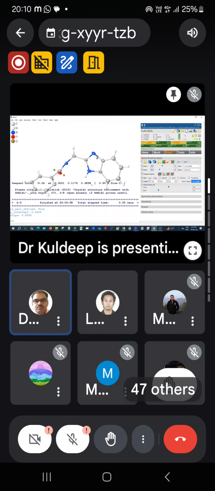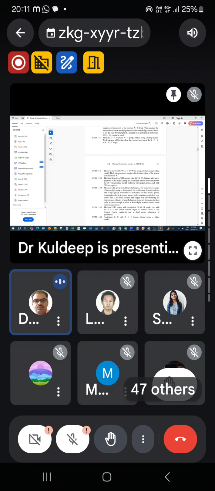In Chapter 3, on the hydrogen atoms, these commands are already written, showing which command to use for which type. HFIX 13 is for CH when you have only one hydrogen on an sp3 carbon; there are different commands for two hydrogens and three hydrogens on an sp3 carbon. For aromatic ones there is HFIX 43, then 137, 147, and 163 if you have an acetylene or ethyne carbon. These are already set standard references. You can find these in any SHELX manual or in this particular book.